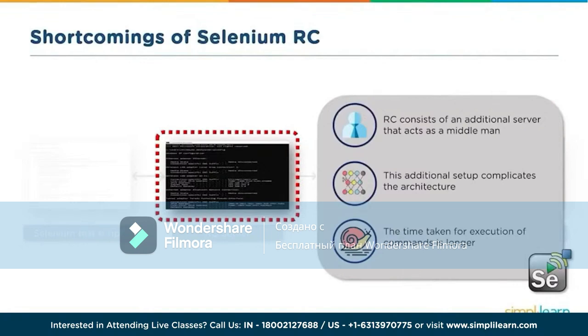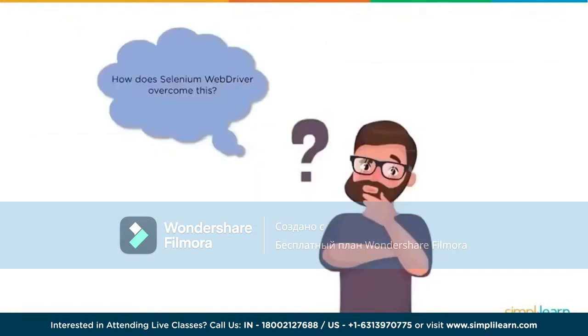The execution of the commands takes a very long time. It is very slow. Why? Because we saw that every command written in your test scripts needs to make a full trip from your test script to the RC server, to the core, to the browser, and then back, which makes your overall automation test execution very, very slow. So how does Selenium WebDriver now overcome this?